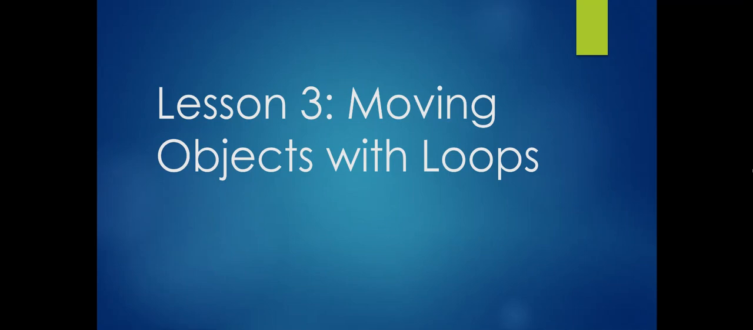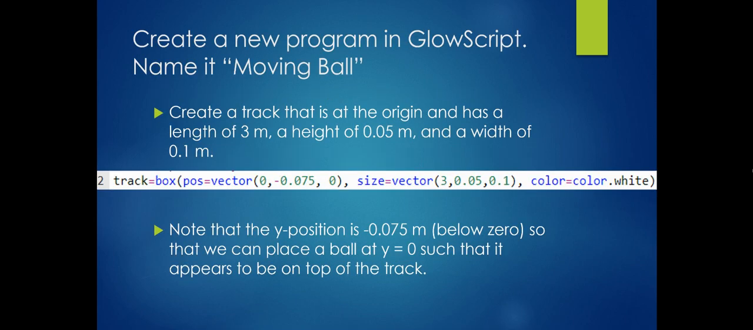We are now going to take our newfound knowledge of loops in Python and use it to move some of our objects across the screen. To start with, we're going to create a new program in GlowScript. For now, name it Moving Ball. We'll start with that.